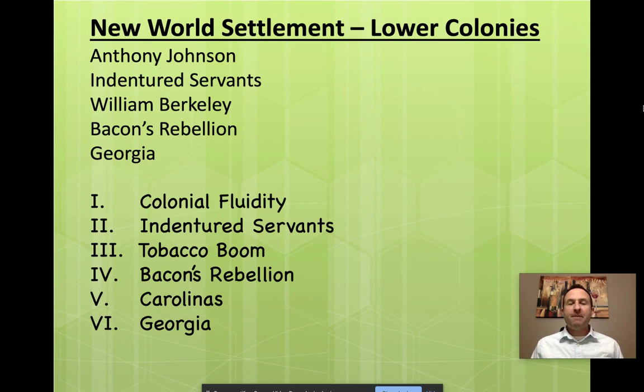And as you can see, the topic for today is settling the lower colonies. And there will be a surprise extra bonus topic of the development of race and racism in the colonies.